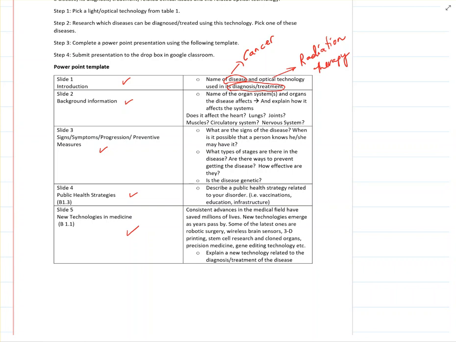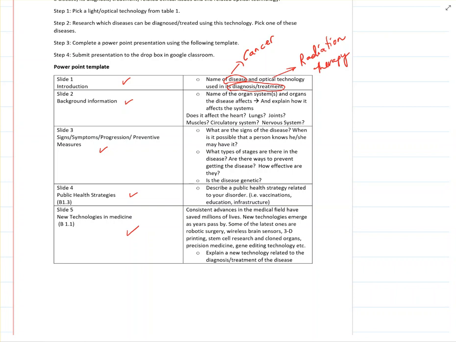Okay, slide 2, now you're naming the organs or the organ systems that get affected by that disease. So for example, if you're talking about skin cancer, then the organ system that would be affected would be the integumentary system. You're specifying very clearly, does it affect your heart, lungs, joints, muscles, circulatory system, nervous system, where in the body do you see the impact, and explain how it affects the system, right?